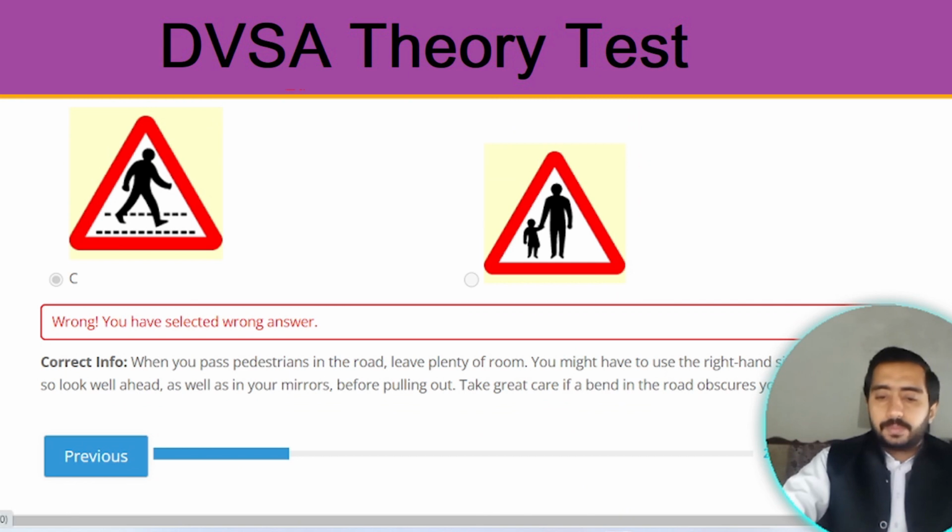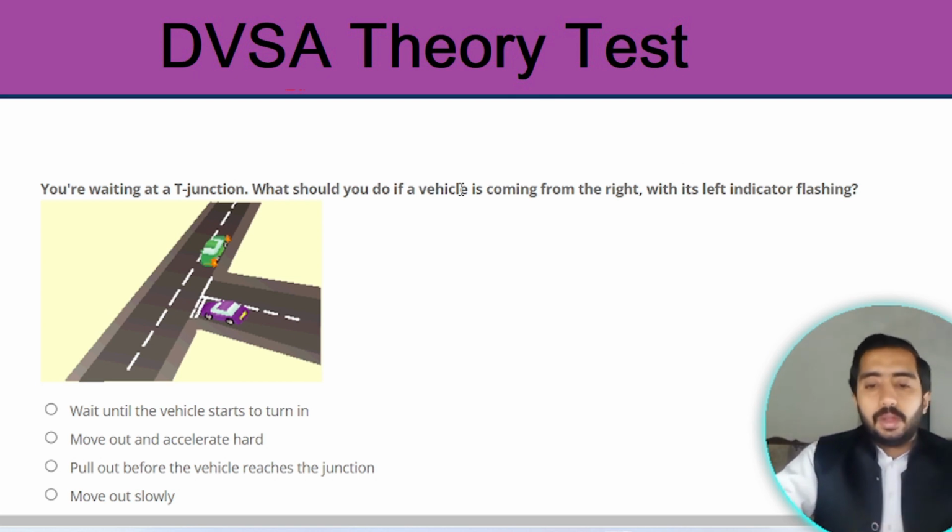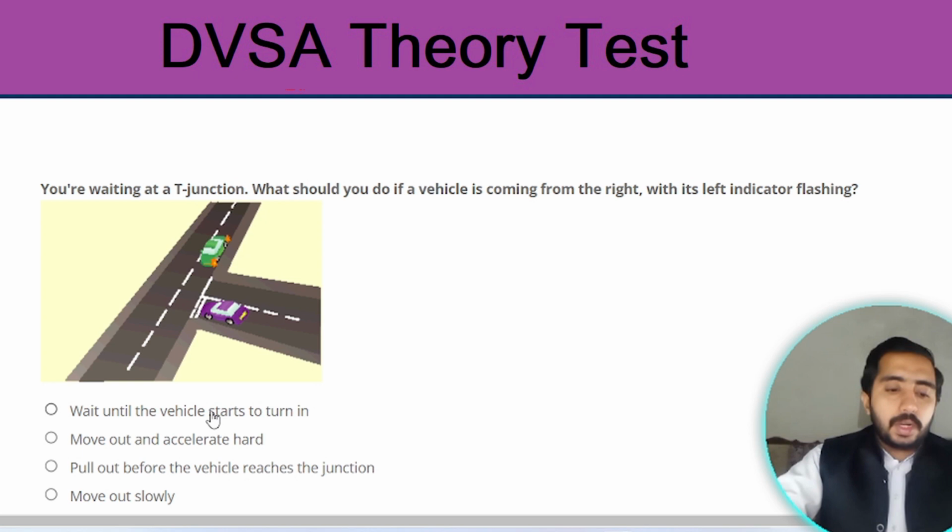Next question. You are waiting at a T junction. What should you do if the vehicle is coming from the right with its left indicator flashing? The indicator is flashing left and the vehicle is coming from the right. What do you need to do in this case? You need to wait until the vehicle starts to turn. Option A is the correct one.